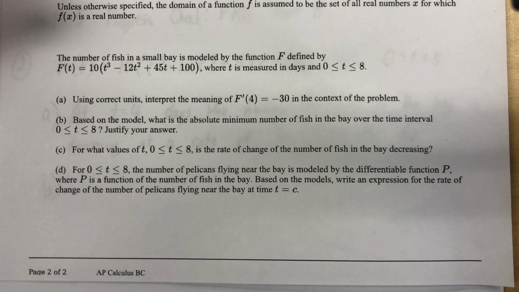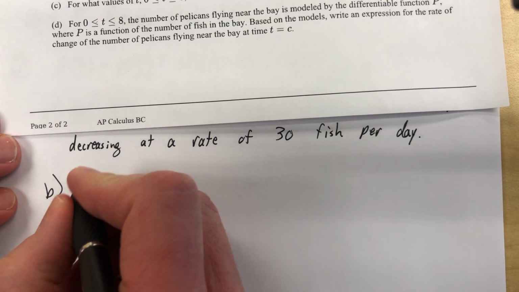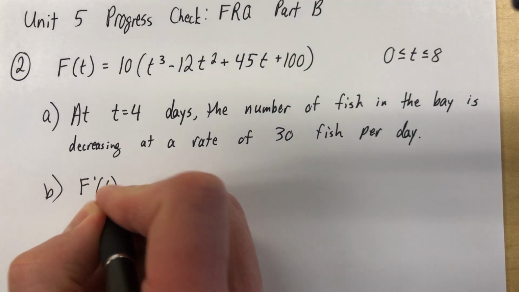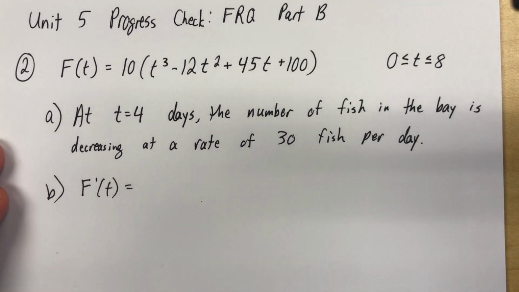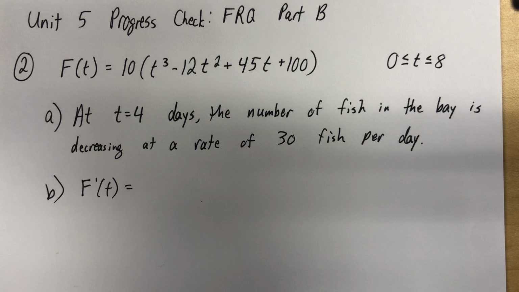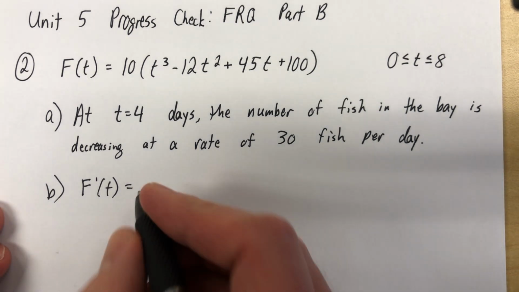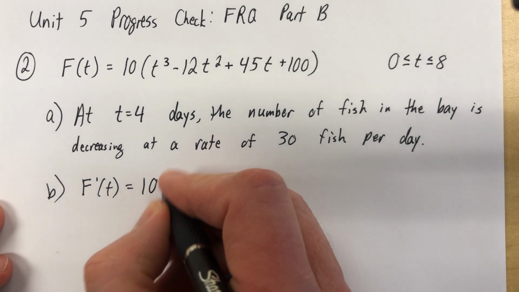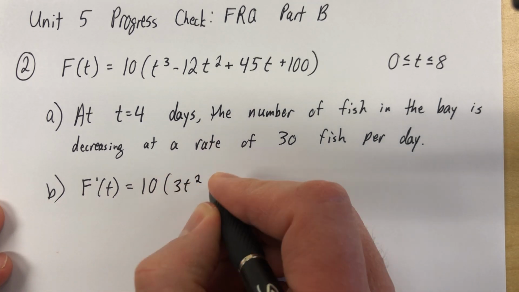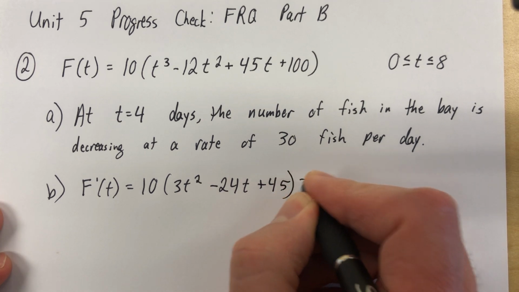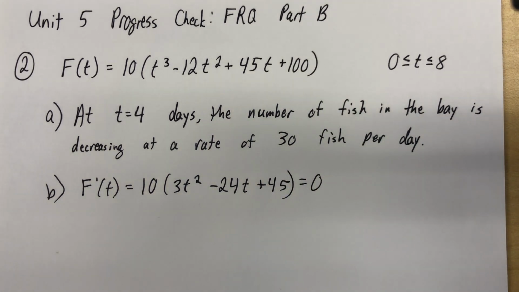So let's do that. I'm going to go ahead and begin by taking the derivative of our function. So capital F prime, don't use lowercase f. When I take the derivative of this, don't distribute that 10. Just don't complicate your life that way. Please don't. That's just not nice. It's just 10 times whatever the derivative is. It's just a constant. So 3t squared minus 24t plus 45, and we're going to set this equal to 0. Again, we're looking for where the derivative equals 0. This derivative exists everywhere.